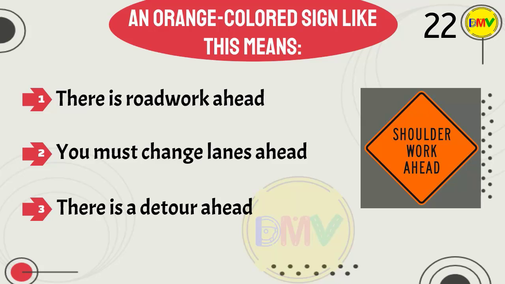Question 22. An orange-colored sign like this means: 1. There is road work ahead. 2. You must change lanes ahead. 3. There is a detour ahead.